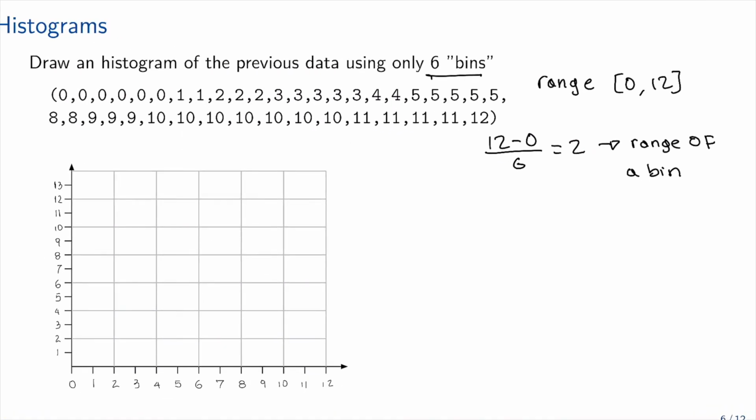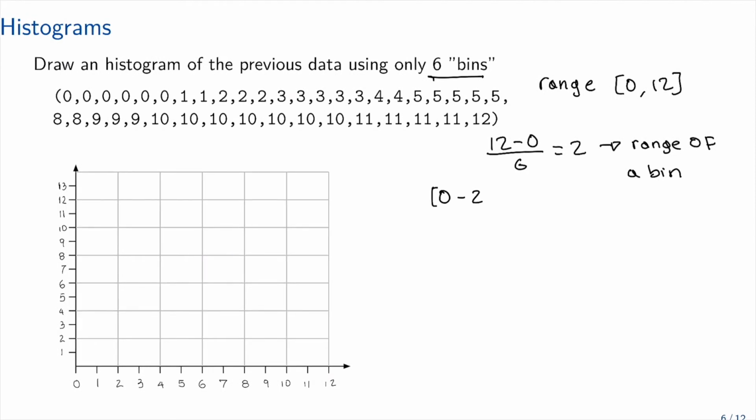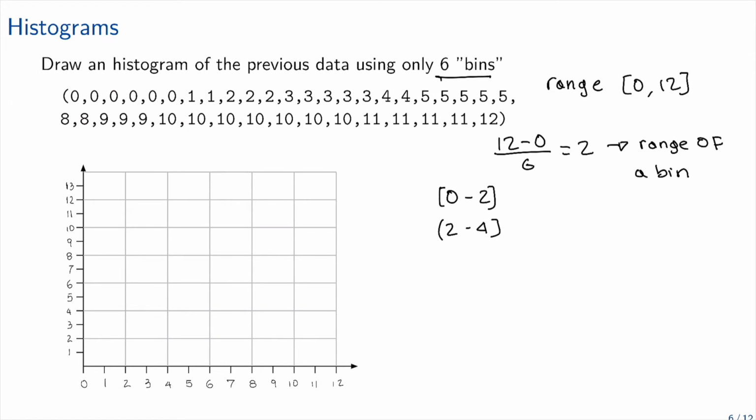So between 0 and 2, that's going to be the first range, and it is going to be closed at both sides. And then the next range is going to be between 2 and 4, and it is going to be open at 2 and closed at 4, and we are going to continue with 4 to 6, 6 to 8, 8 to 10, and 10 to 12.